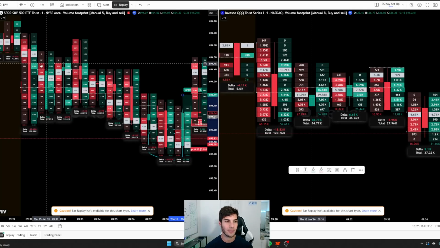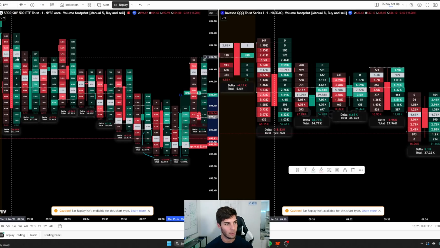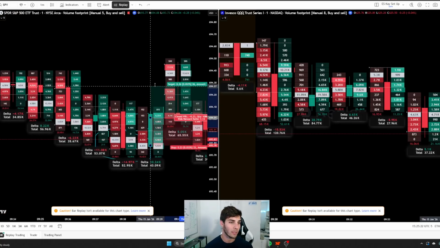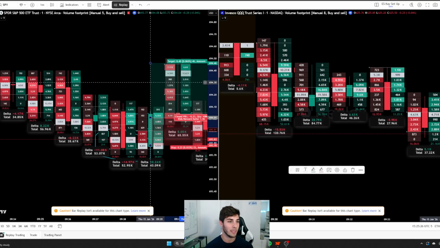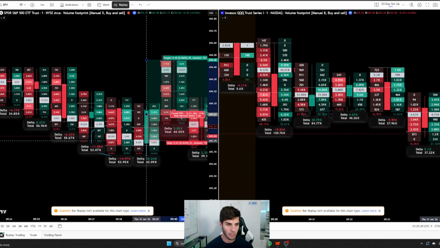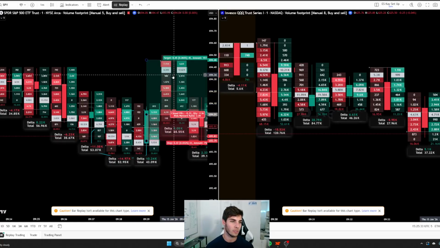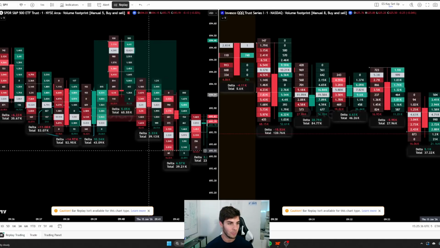The reason why I don't like high of day in this scenario is because there was such massive sellers up here. But you could go for the 2-to-1 R and see if it plays out. It actually exactly plays out to the tick. So the stop loss was 22 cents, just below the zone. And then 45 cents is 2R. So we hit that and then we actually get stopped out.